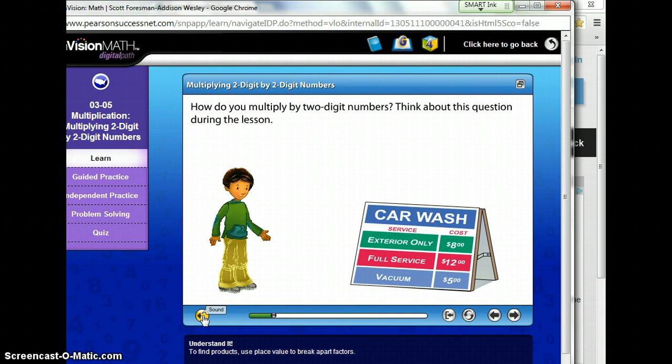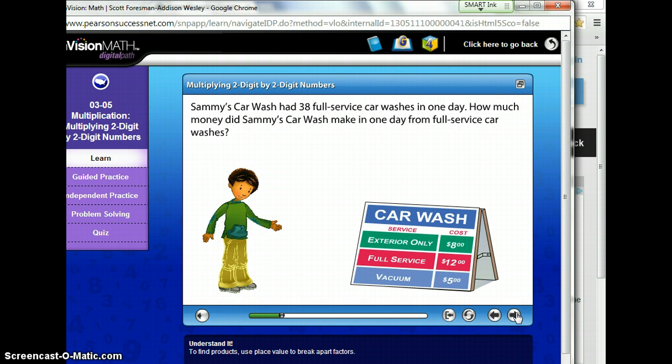So how do we multiply by 2-digit numbers? This is our question for today's lesson. This boy, Sammy, had a car wash. And he had 38 full service car washes in one day. So how much did he make in that one day?